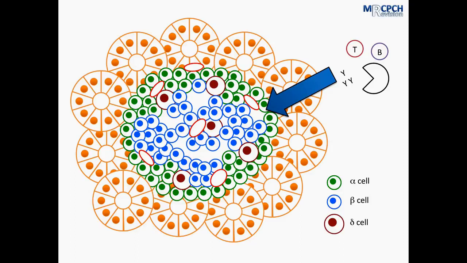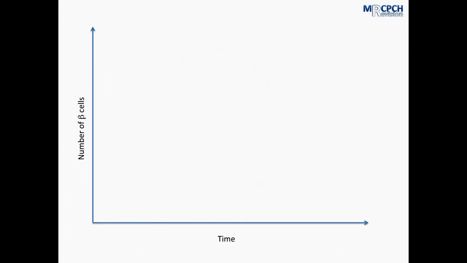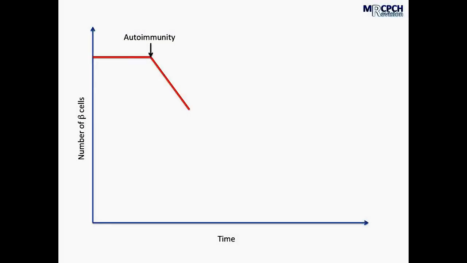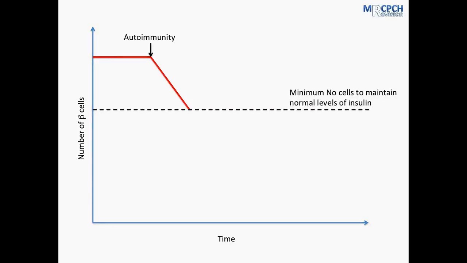So let's take a look at that in a bit more detail. So here we have a graph representing time and the number of beta cells in the pancreas. And in normal individuals, that number remains pretty constant. But in diabetes, when we have the autoimmunity beginning, we then begin to see a fall in the number of beta cells. And this continues until we reach a level where we can no longer produce enough insulin to maintain a normal glucose level.